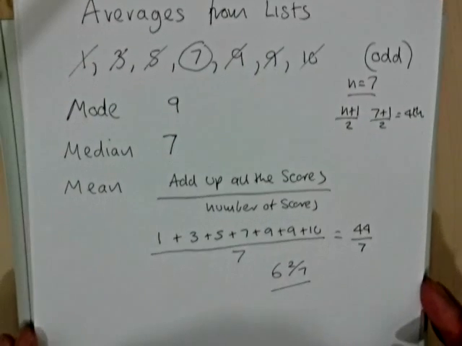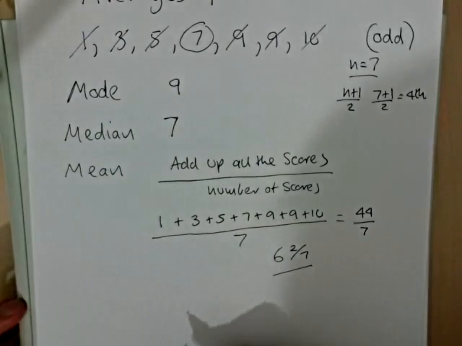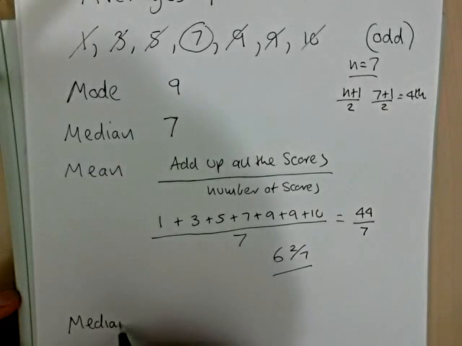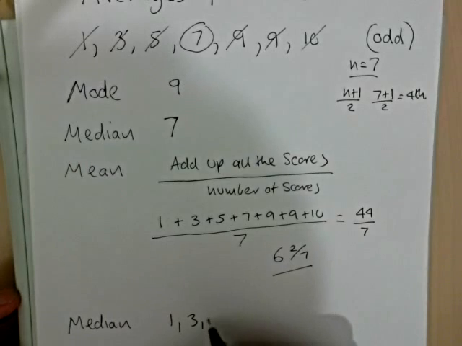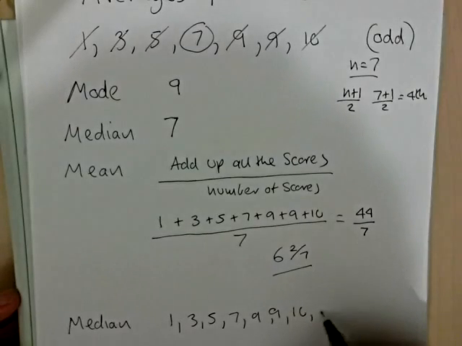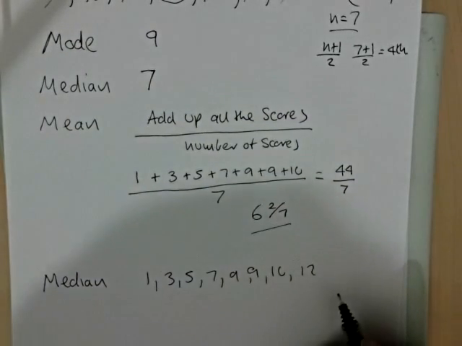The last thing I want to show you is what if the amount of numbers in the list was even. How would that affect what we do? Well, it only affects the median. We put the same numbers out, 1, 3, 5, 7, 9, 9, 10, and we'll put an extra number on, say 12. So there's 12 letters. So what would the median be here?